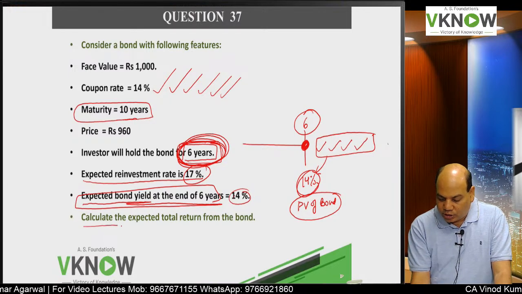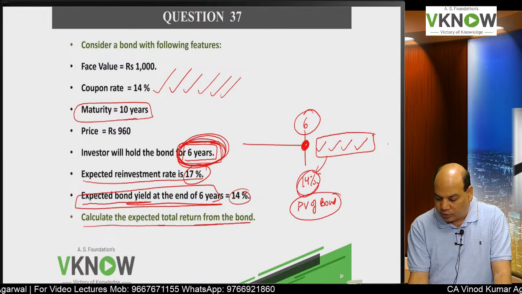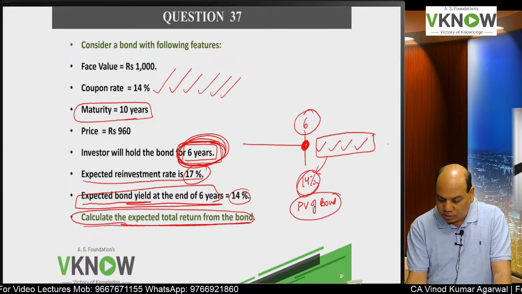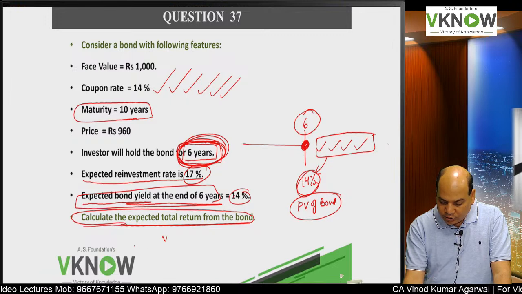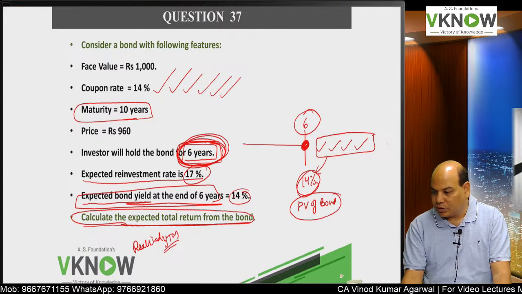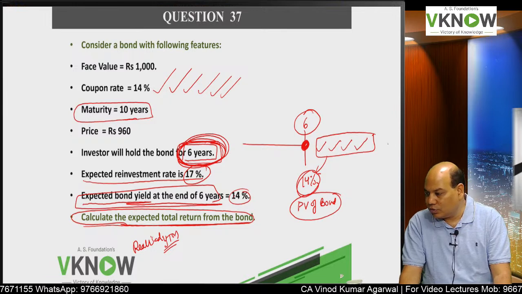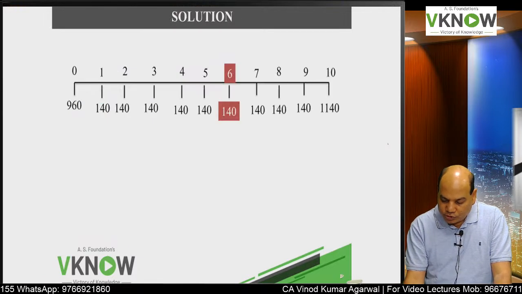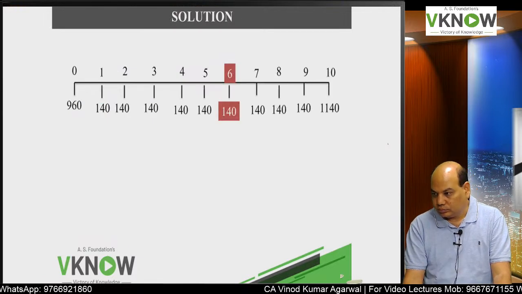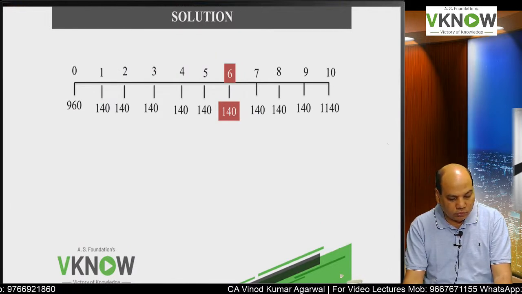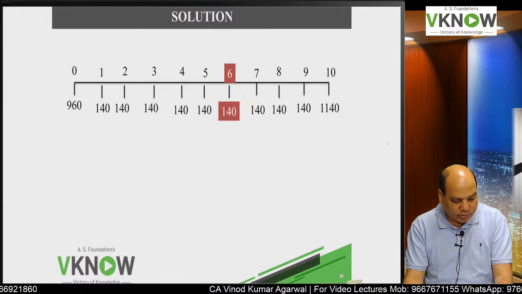Question is, calculate the expected total return from the bond. Expected total return from the bond is your realized yield to maturity, realized YTM. So first you draw this diagram, the timeline.